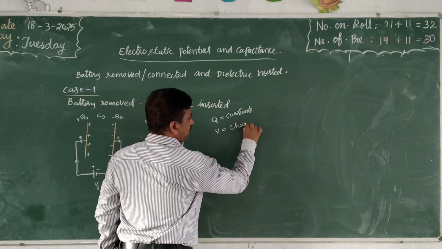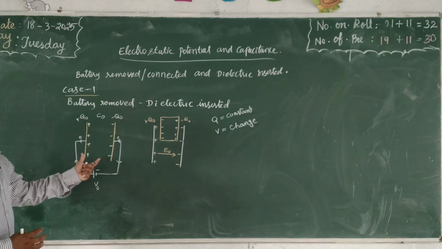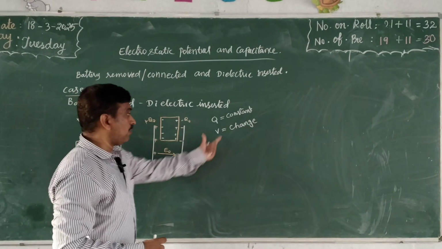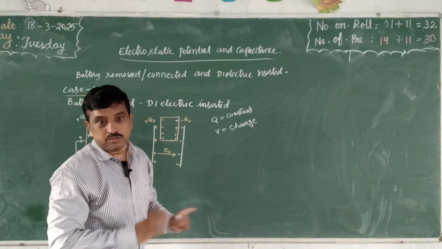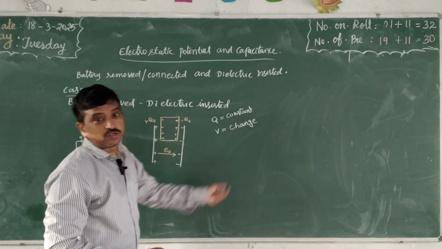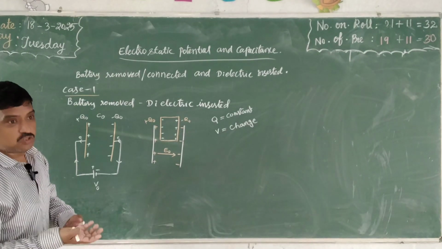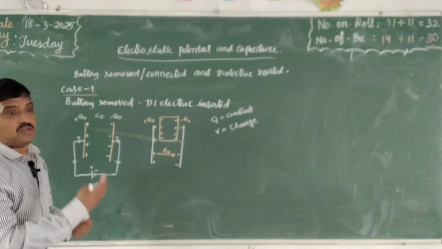When the battery is removed from the parallel plate capacitor and the dielectric is inserted, what are the main changes? Q does not change, meaning the charge is not changed. Only the potential changes. Does it increase or decrease? Does the electric field increase or decrease? Does the energy increase or decrease? Does the capacitance increase or decrease? That we discuss.